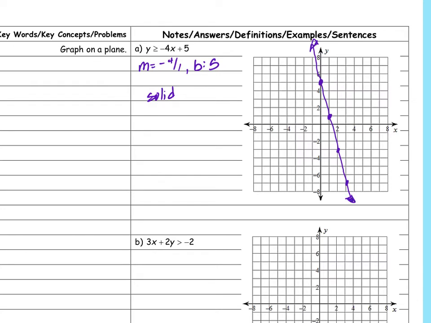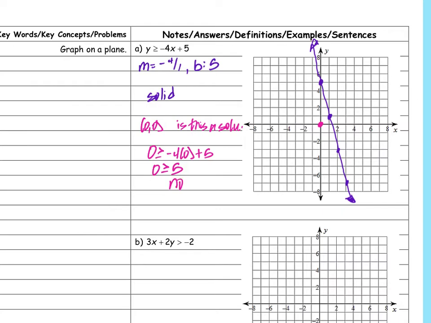Okay, then pick a point, any point that's not on the graph. I'm going to pick 0, 0. So is this a solution? So I'm going to plug it in, and I get 0 is greater than or equal to -4 times 0 plus 5. Is 0 greater than or equal to 5? Well, no. Wow, we're getting all the no answers.